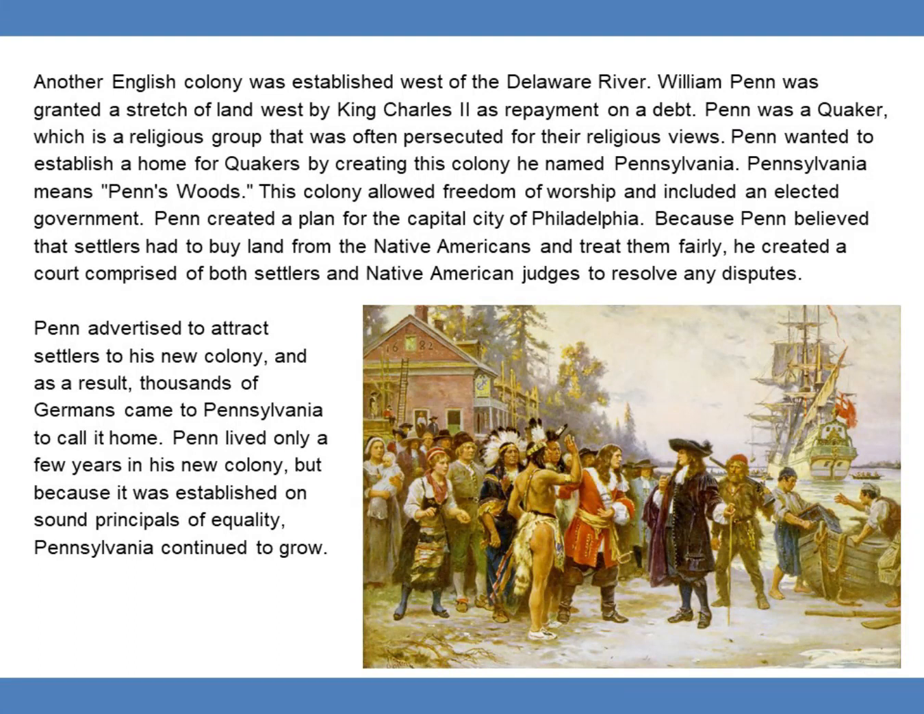Penn created a plan for the capital city of Philadelphia. Because Penn believed that settlers had to buy land from the Native Americans and treat them fairly, he created a court comprised of both settlers and Native American judges to resolve any disputes. Penn advertised to attract settlers to his new colony, and as a result, thousands of Germans came to Pennsylvania to call it home. Penn lived only a few years in his new colony, but because it was established on sound principles of equality, Pennsylvania continued to grow.